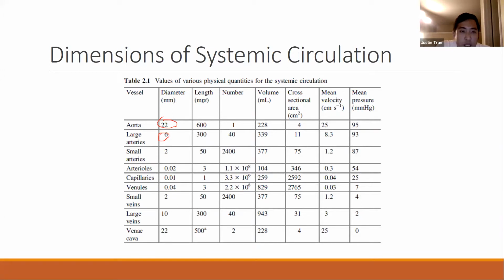Okay. And then here are measurements for the length, the amount of them, the volume, cross-sectional areas, and mean pressures. Okay. And so this table is kind of nice because I think it gives a good sense of the scale of what we're dealing with inside the cardiovascular system.